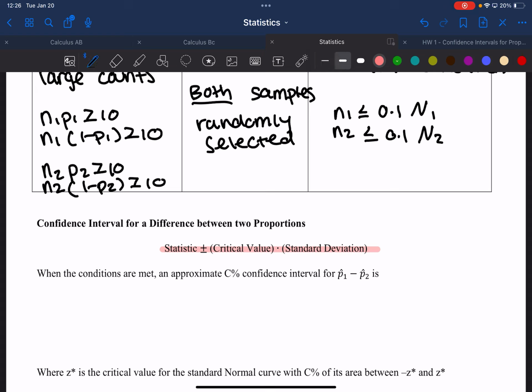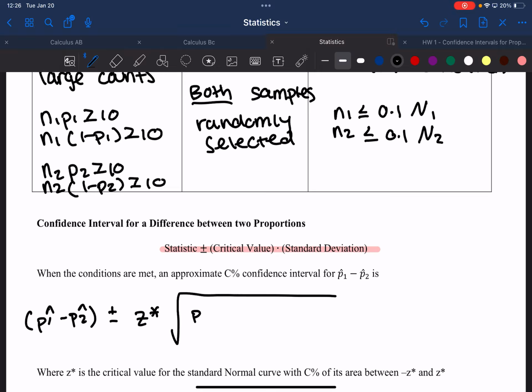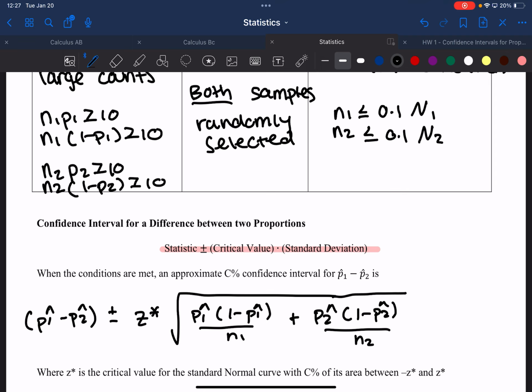Okay. If we're talking more specifically about the confidence interval for the difference in proportions, this would be P1 hat minus P2 hat, that's the statistic, plus or minus Z star, that's the critical value, times the square root of P1 hat times 1 minus P1 hat over N1, plus P2 hat times 1 minus P2 hat all over N2. Okay, and that's the standard deviation, the same formula that we wrote above, but talking more specifically about P1 hat and P2 hat.